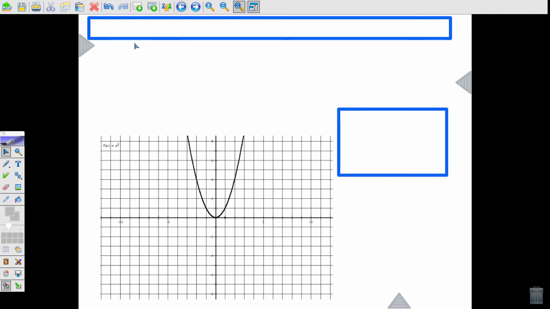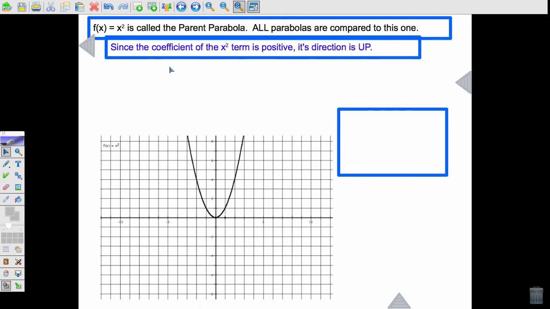So now let's talk about our parabolas. The one we just graphed, f of x equals x squared, is called the parent parabola. All parabolas are compared to this one. Since the coefficient of the x squared term is positive, its direction is up. So here's our coefficient, which is 1, but it is a positive number, and that's all we care about. That tells you if it's going to go up. And up means this looks kind of like a U, as opposed to being upside down.